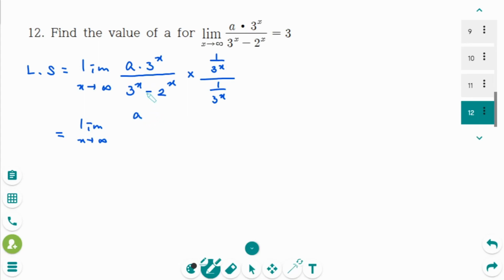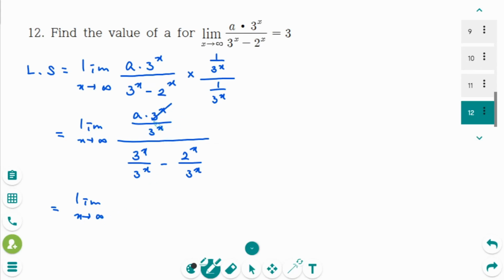So I will write down everything here over this one minus 2 to the power of x over 3 to the power of x. And then simplify. That one is a over 1 minus 2 over 3 to the power of x.